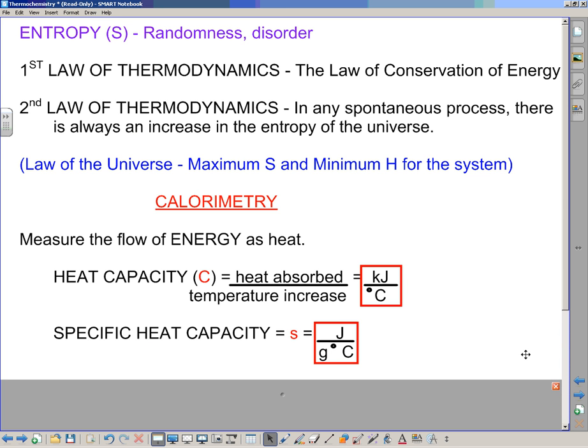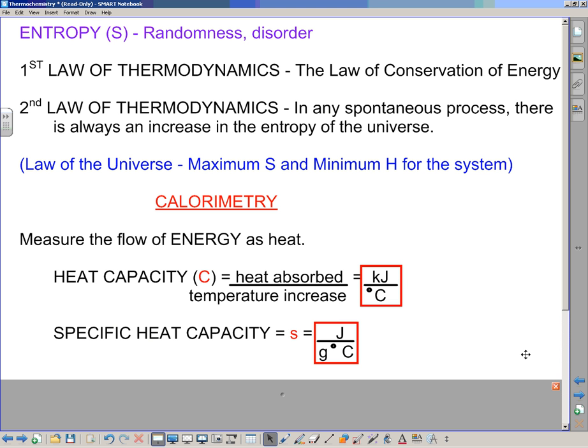Calorimetry. When we study calorimetry, we're measuring the amount of energy, the flow of energy as heat. Energy can flow in 2 ways: from the system to the surroundings, exothermic, and from the surroundings to the system, endothermic. Every object has heat capacity, the ability to absorb heat that can be measured in a relative temperature change. So heat capacity, abbreviated capital C here, will always be measured in joules per degree Celsius.